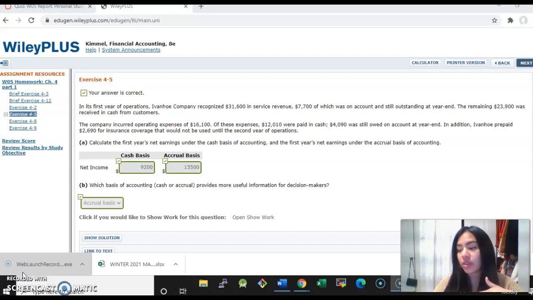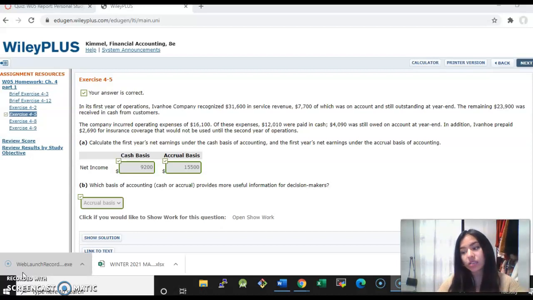We're going to start with the total revenue for cash basis, which was $23,900. From that, we're going to deduct the operating expenses paid in cash, which were $12,010. After that, in cash basis, we're going to deduct the prepaid insurance, which was $2,690. After those calculations, the final answer is $9,200, which was proven to be correct.